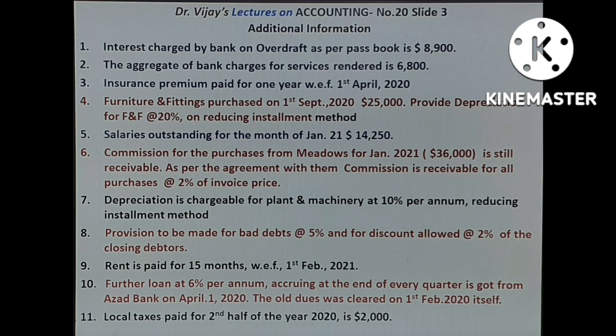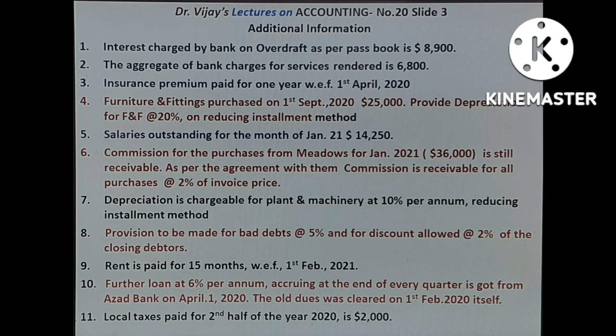Furniture and fittings purchased on 1st September 25,000. Provide depreciation for furniture and fittings at 20% on reducing installment method. Whatever balance is shown in furniture account at the end includes this 25,000. So from that, subtract this 25,000, you will get the furniture which was there at the firm from the very beginning. For that rest of furniture, balance of furniture, you have to calculate depreciation at 20% for whole 1 month, and for 25,000 you have to calculate depreciation for the months from 1st September 2020.